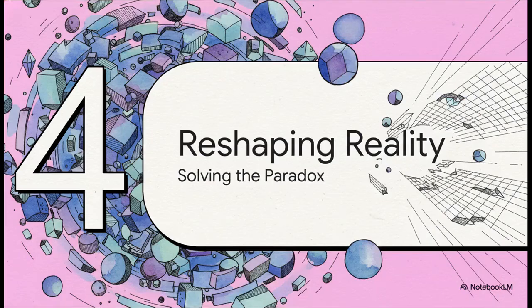Which brings us to section 4. Now that we have these new tools, constraint and distinguishability, let's go back to the original bomb paradox and see how they solve it by fundamentally reshaping our picture of reality.